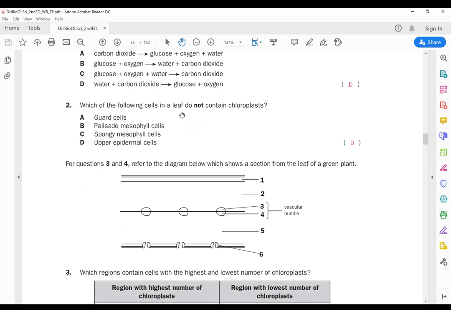Which of the following cells in a leaf do not contain chloroplast? I'm not sure whether you all still remember from the last video last week during the weekend. The cells that do not contain chloroplast will be the upper epidermal cells or the lower epidermal cells. Take note, guard cells have chloroplasts as well.